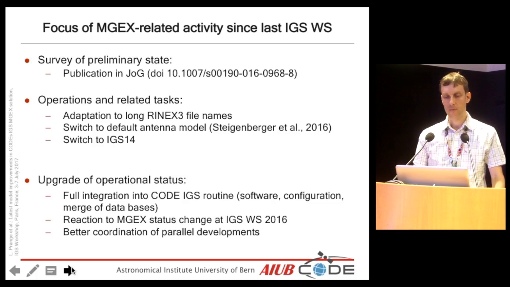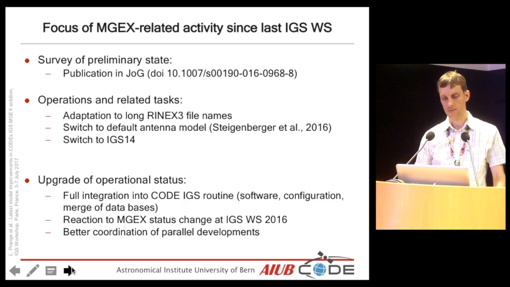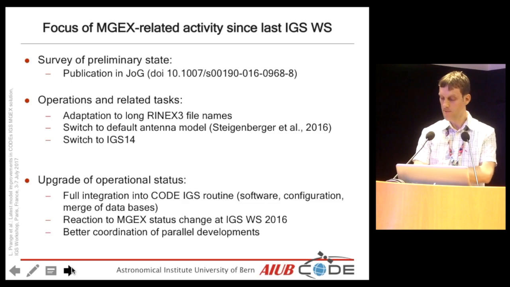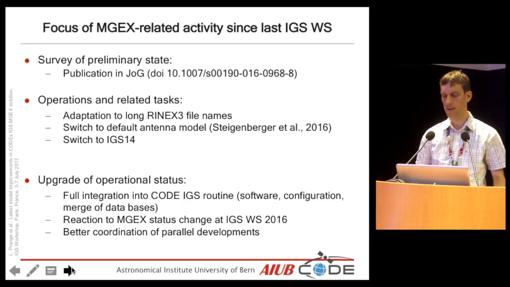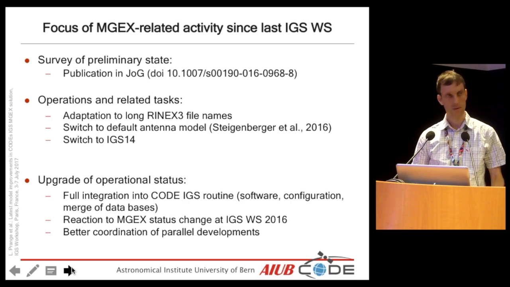Moreover, we were busy with operational tasks, for example, adaptation to the long-run X3 file names, switch to the IGS 14, and also change to the default untext file provided by the IGS since autumn of 2016 with all satellite systems included. And from a content point of view, it meant that we changed to estimated Galileo values provided by Peter Steigenberger.